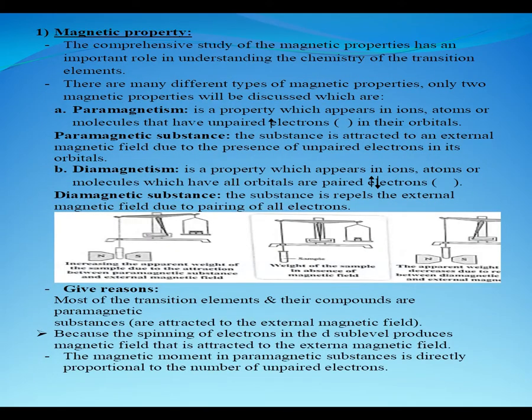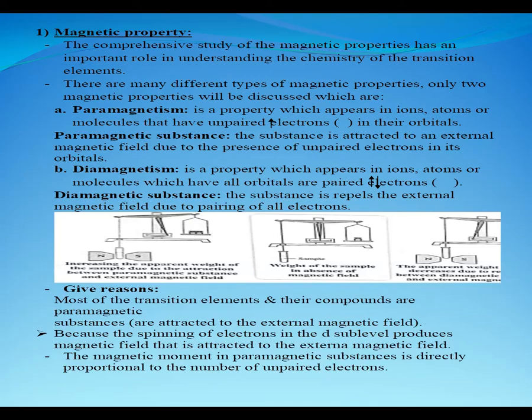What about the magnetic property? The comprehensive study of the magnetic properties has an important role in understanding the chemistry of the transition elements. There are many different types of magnetic properties. Only two magnetic properties we'll discuss. Paramagnetism is the property which appears in ions, atoms or molecules that have unpaired electrons in their orbitals.